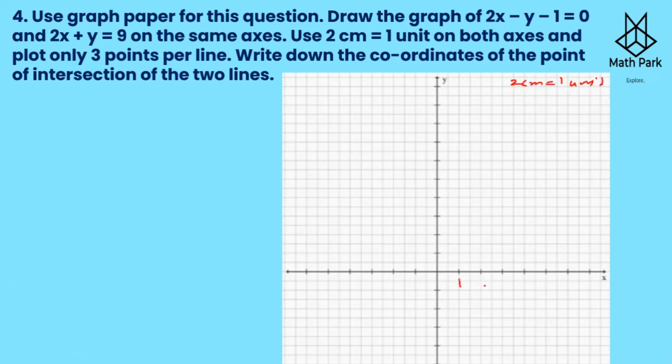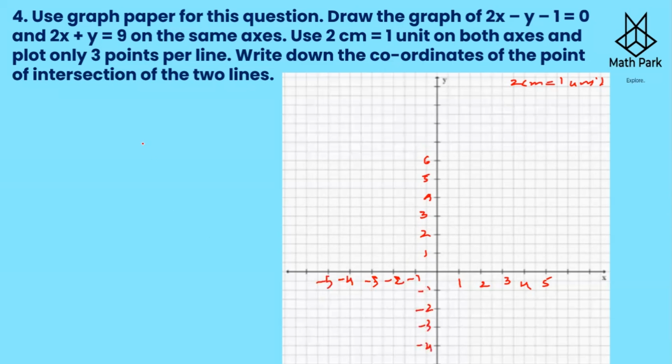So this is your 1, 2, 3, 4, 5, and so on. 1, 2, 3, 4, 5, 6, and so on. This is your minus 1, minus 2, minus 3, minus 4, minus 5, and minus 1, minus 2, minus 3, minus 4.